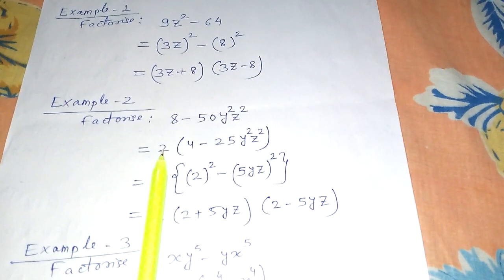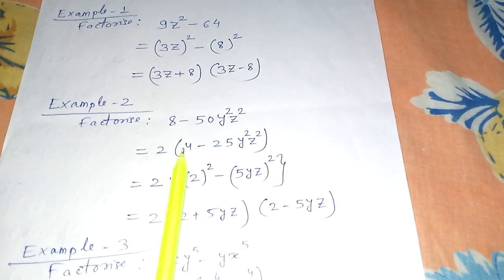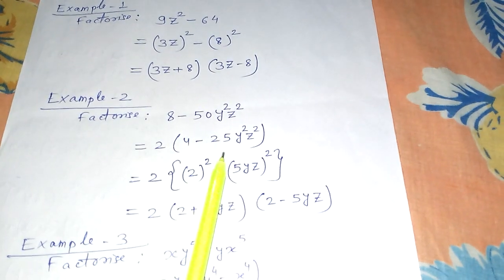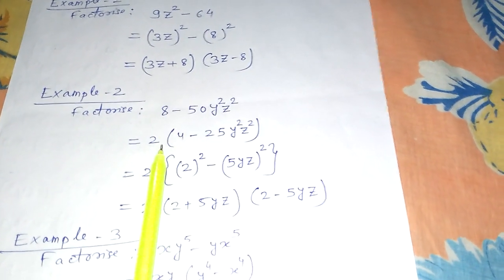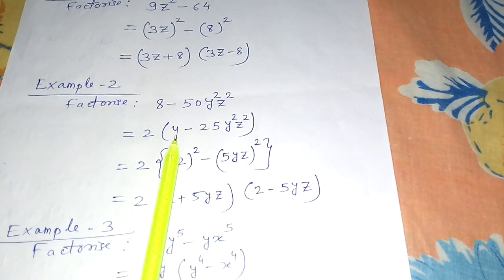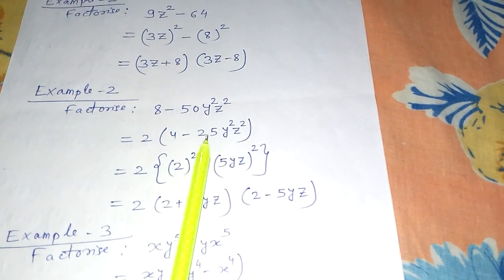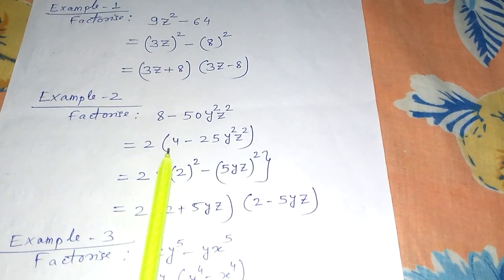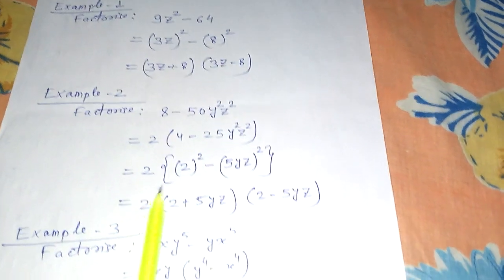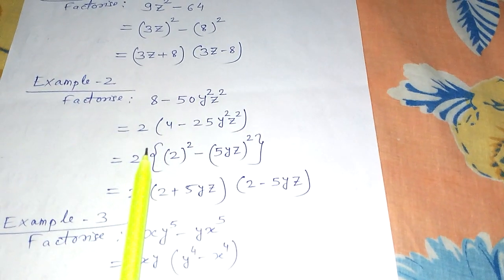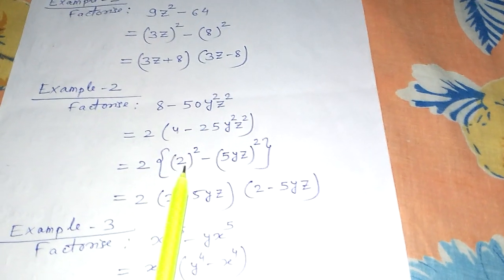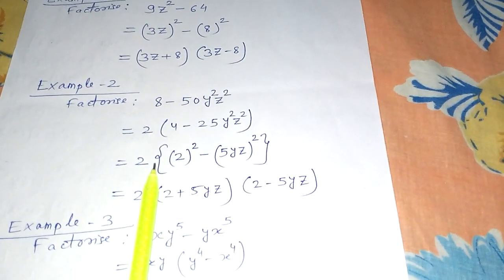If you take 2 common, then inside we have: 2 fours are 8, so it becomes 4, and 2 twenty-fives are 50. So 50 became 25 and 8 became 4 when we took 2 common, and y square z square remain the same. Now you can see again 4 can become the square of 2 and 25 can become the square of 5. So again we can convert the expression in this bracket into a formula. So 2 as usual stays outside, but whenever we take common, a second bracket comes into existence.